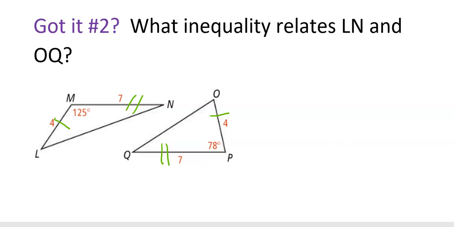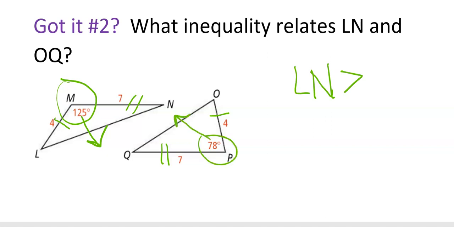Okay, so which side should be bigger? LN. So you look for the angle. The side opposite has to be the bigger one. Okay, so LN has to be bigger than the one opposite this one, which is QO. The order of the letters does not matter. Now, could you also say QO is smaller than LN? Yeah, I usually do the one that's bigger just because it seems to be easier for me.